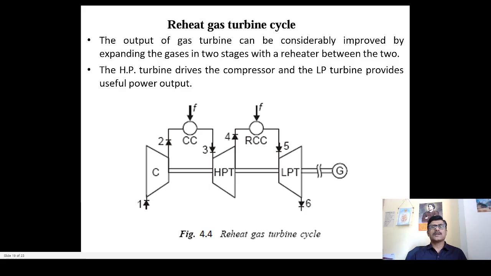All these three components, the compressor, high pressure turbine as well as the low pressure turbine, are mounted on a single shaft, the horizontal shaft that can be seen, and the generator is mounted at the other end of this arrangement.